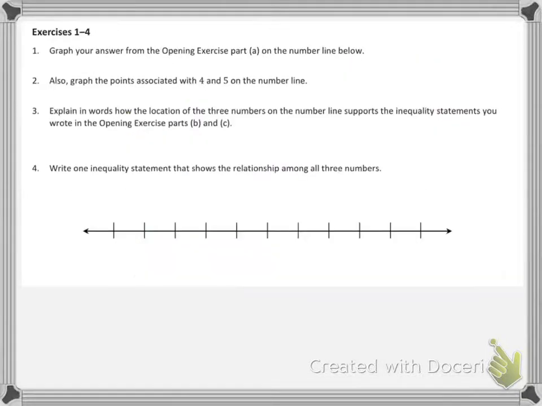Okay? All right, so let's take our answer from the opening exercise. We had $4.50. We'll use that again. And we're going to graph the points associated with 4 and 5 on the number line. So I'll put 4 here on the left side, I'll put 5 on the right side, and then we have 1, 2, 3, 4, 5, 6, 7, 8, 9, 10 spaces. So $4.50 will be right here in the middle. So I have $4 on the left side, $4.50 is in the middle, and $5 on the right side.